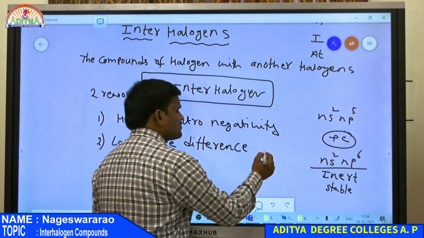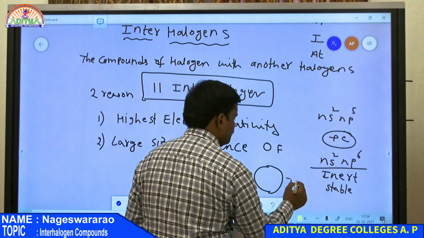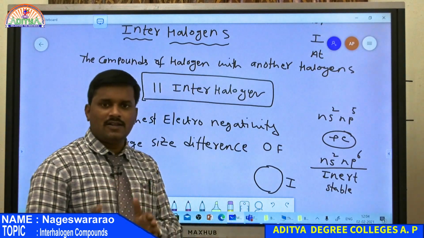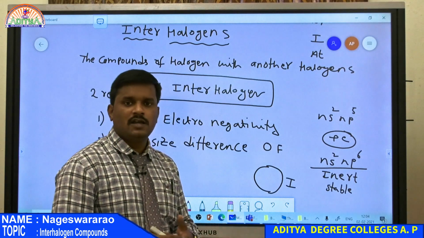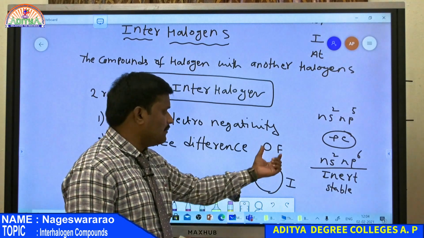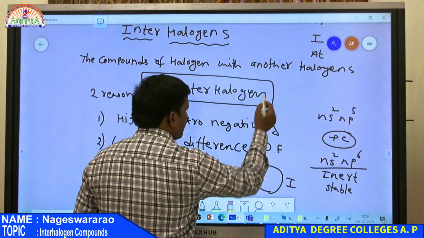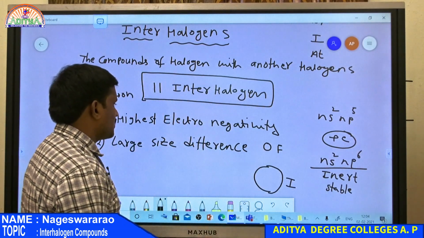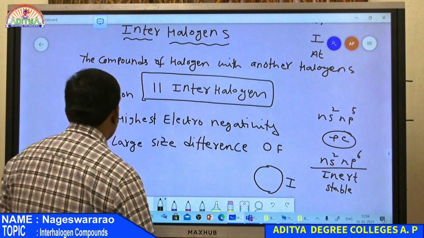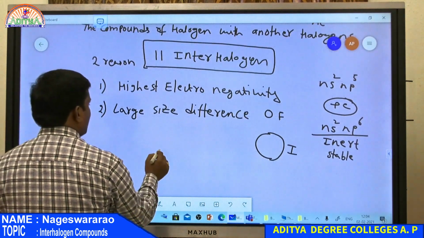Fluorine is very small in size, whereas iodine is very large in size. Therefore, from top to bottom size increases. If a halogen is bonded with another halogen, it forms an interhalogen in which the difference between the sizes of the 2 atoms is very high. That is the reason for the formation of interhalogen compounds. So the first reason is highest electronegativity, and the second is large size difference between the halogens. Due to these reasons, halogens form nearly 11 interhalogens.